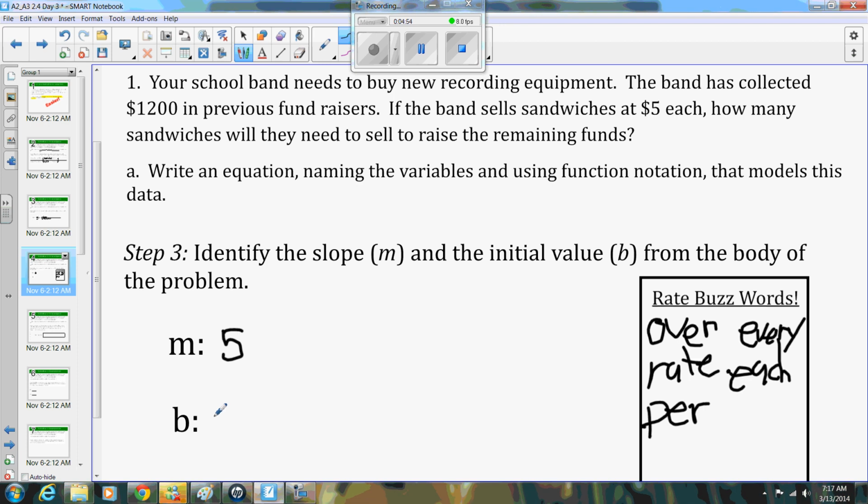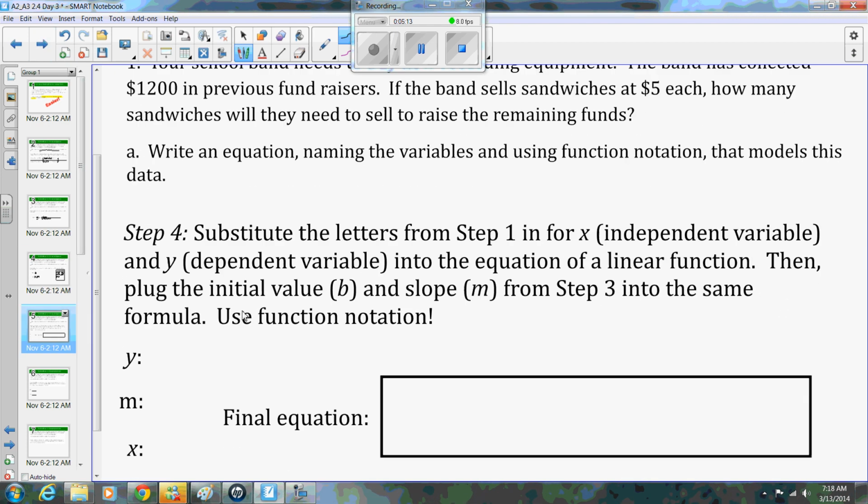That's a good way to think about it. But it makes sense that $1,200 is my initial value in this problem, and that's B. And why? It makes sense because we start out with $1,200 and then we sell sandwiches to make up the rest of the profit. So we're starting out at $1,200. Right. Okay, good. Next step.